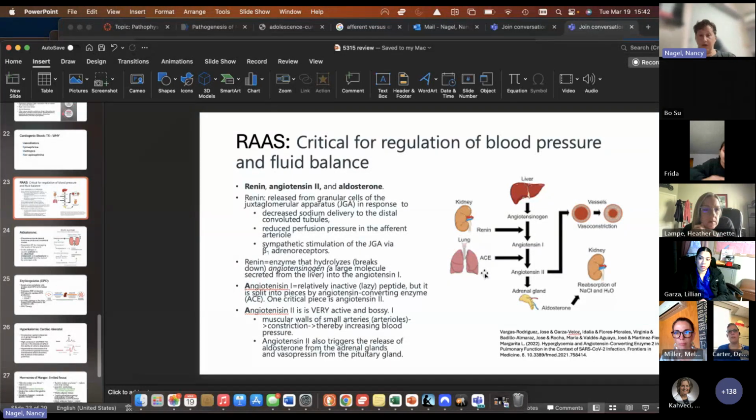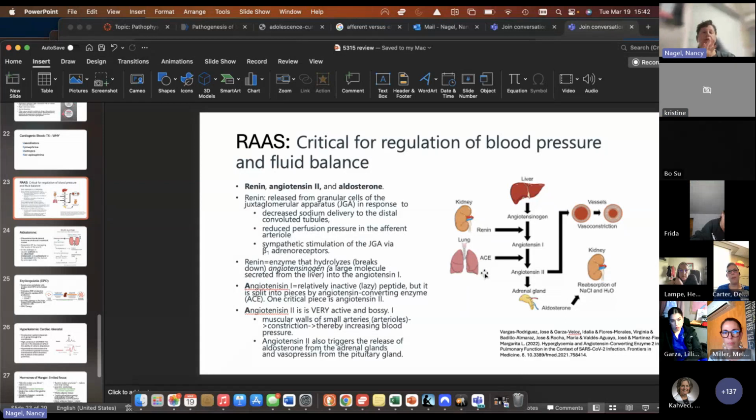Basically, renin is released down at the level of the kidneys at the juxtaglomerular apparatus, the JGA, in certain circumstances. One of those is noting that there's decreased sodium in the distal convoluted tubule. Two, remember we talked about the afferent arteriole, where the blood is going into the glomerulus? It noticed a decreased perfusion pressure in that particular vessel.